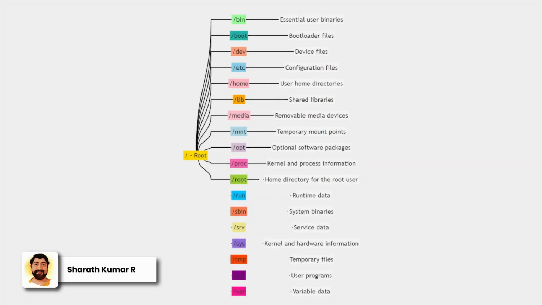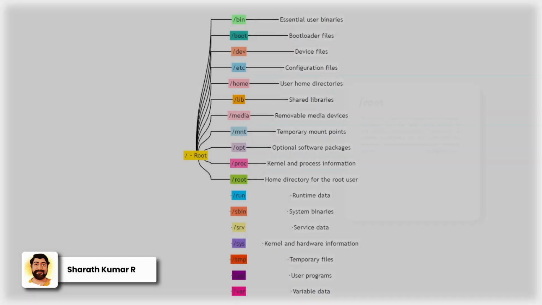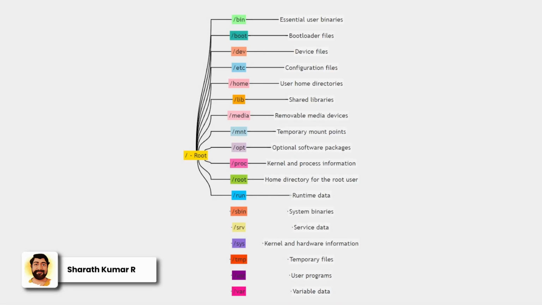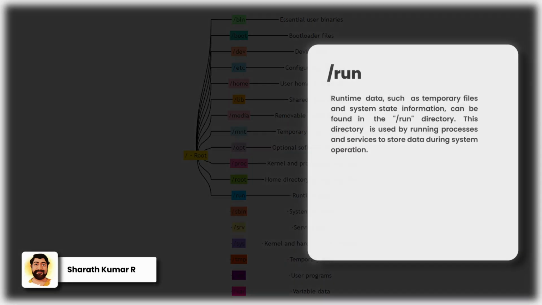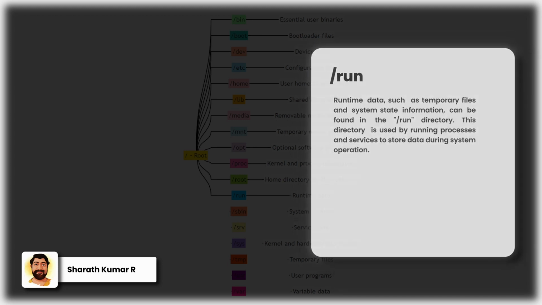The root directory serves as the home directory for the root user, which is the system administrator. It provides a private workspace for the root user to perform administrative tasks and manage system configurations. Runtime data, such as temporary files and system state information, can be found in the run directory. This directory is used by running processes and services to store data during system operation.